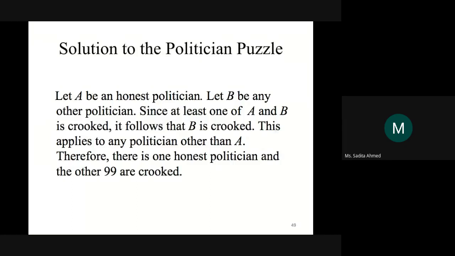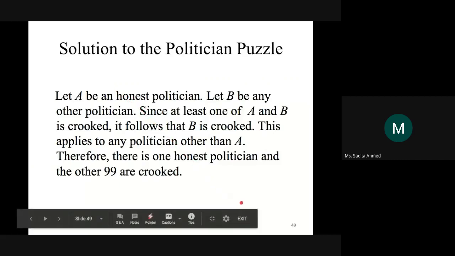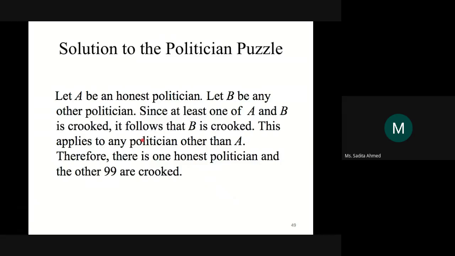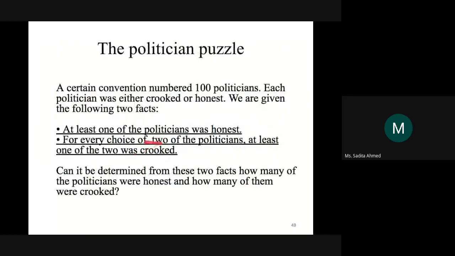And hence, since the other one will always be crooked, we can say that all the other 99 are crooked. Now, most of you are asking what if we didn't fix A? What if we said that in this pair, A will not be fixed? See, this is the approach. If you didn't fix A's position, then you wouldn't be able to prove anything. This is the approach to the proof. It's not mandatory that you fix the position of A in the pair, yes. But the reason we are fixing it is to prove our point that all the other 99 are crooked. Because of the second statement, we can say that.